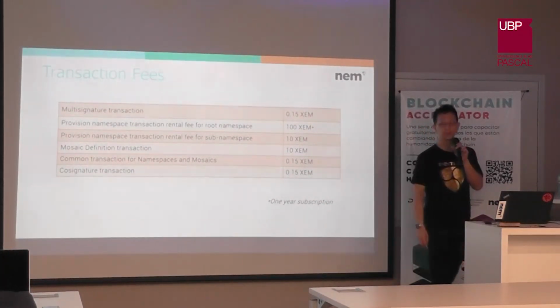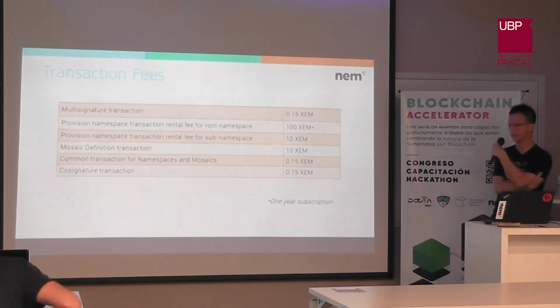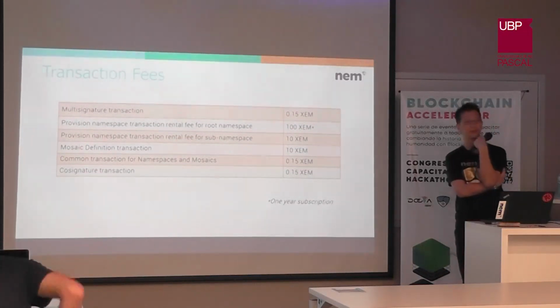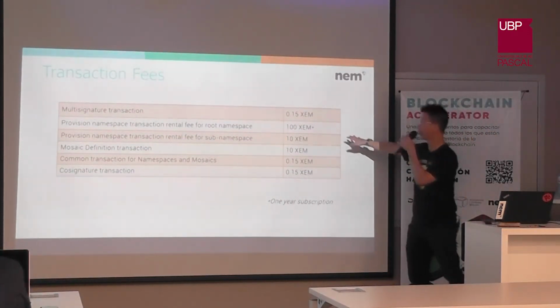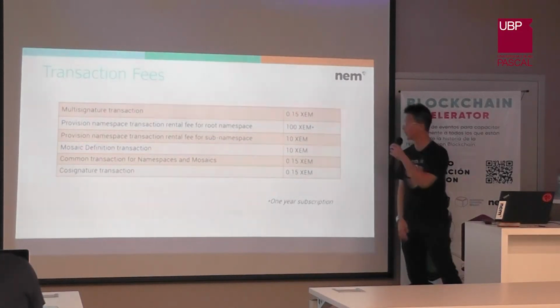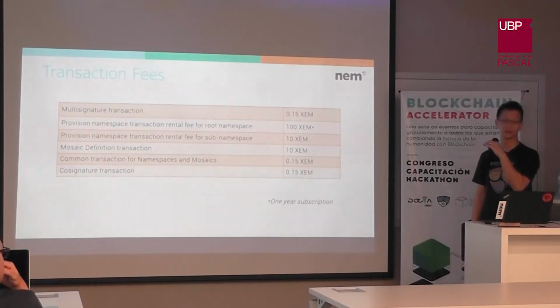Bueno, estas son las fees básicamente para alquilar, rentar el root namespace, el sub namespace y las transacciones. Para requerir multisignaturas, each cosigner has that fee, 0.15. Have to pay 0.15 zems. Y si uno tiene más de un confirmante, por cada confirmante tiene que pagar un fee de 0.15. And of course the rental for the root namespace is 100 zems. Y por supuesto el costo del alquiler del namespace es 100 zems y es un año.